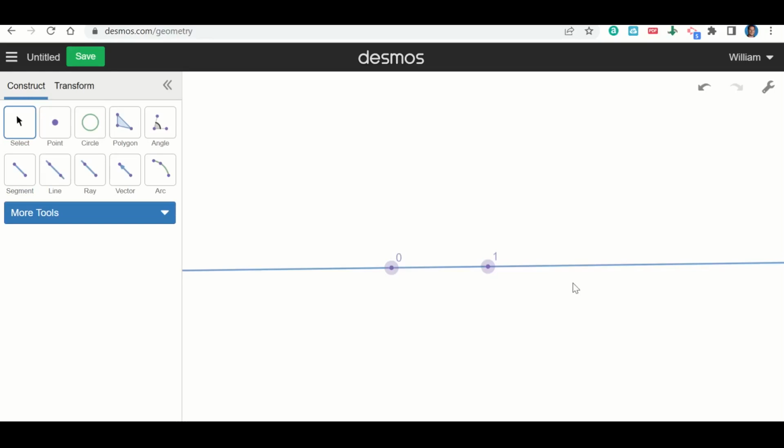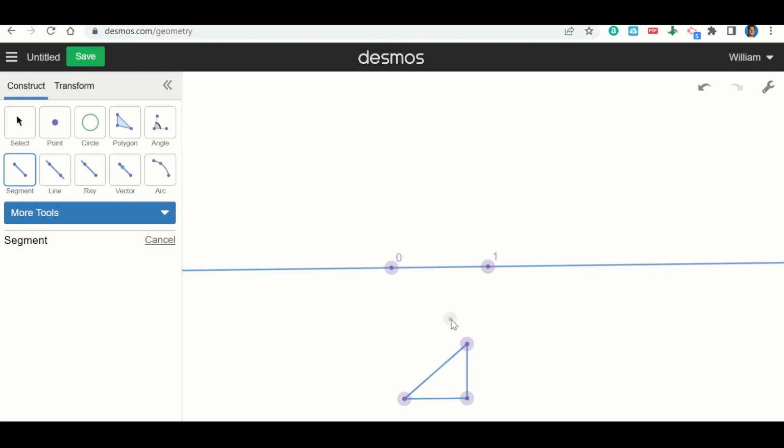Let's talk now about how to graph square roots on the real number line. This time we're going to talk about how to graph square root of 2 on the real number line. And what we should notice is we want to be able to create a right triangle, something like this, and make this the square root of 2.